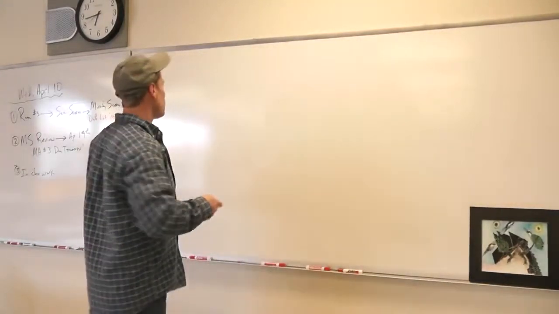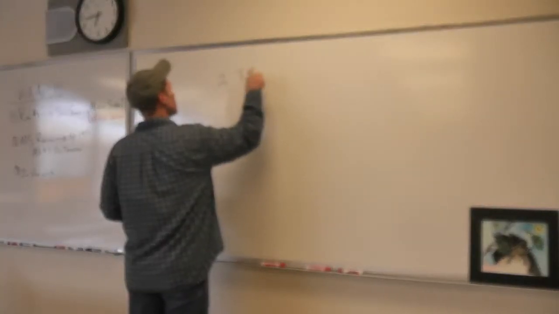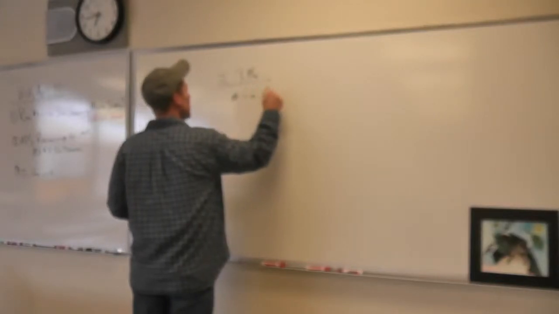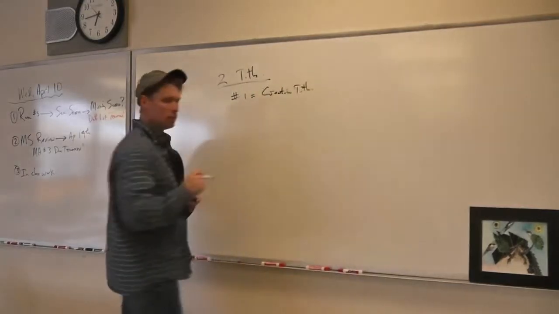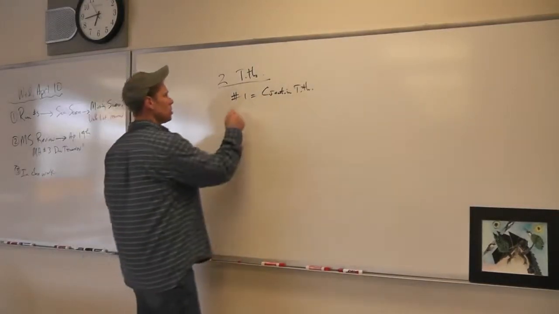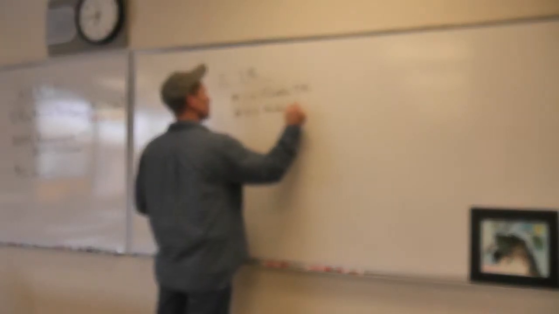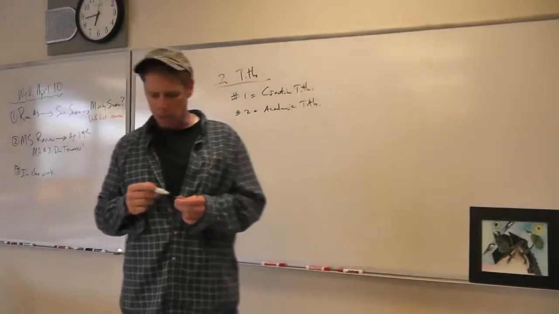Now again, let's just review. 2 titles, okay? 2 titles. Title number 1 is what we call a creative title. Okay? Title number 2 is what we call the academic title. Okay? Now, these 2 titles are complementary.